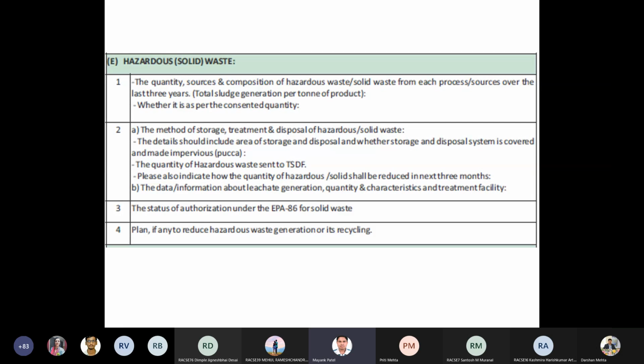So next section is hazardous waste section. The quantity, source and composition of hazardous waste, solid waste from each process, and the source over the last 3 years, right, that you need to mention. What is the consent quantity given to you, and if it is maintained or not, within limit or not, you need to put the details thereof.